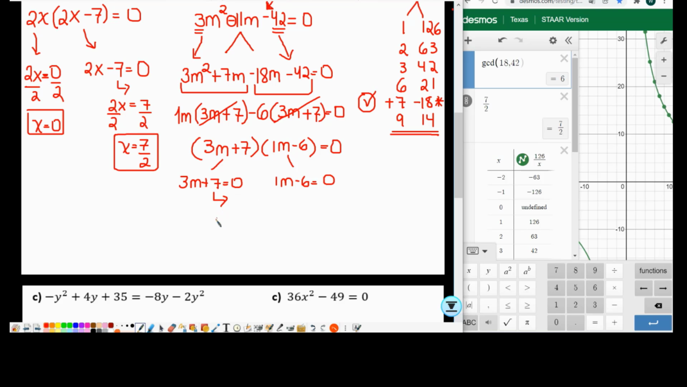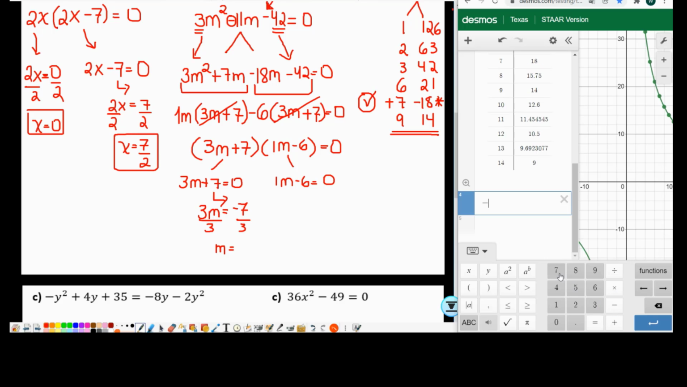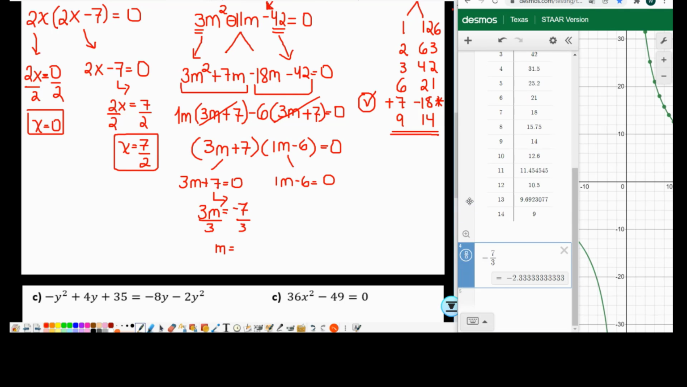So in the first one, we're going to send the 7 to the other side. So it'll be negative 7. And then we're going to divide both sides by 3. And by dividing in the calculator, let's take a look, see what we get. So we have negative 7 divided by 3. We get a decimal. Click on the circle. Calculator tells us the reduced fraction, it will be negative 7/3. So that's our first answer, negative 7/3.